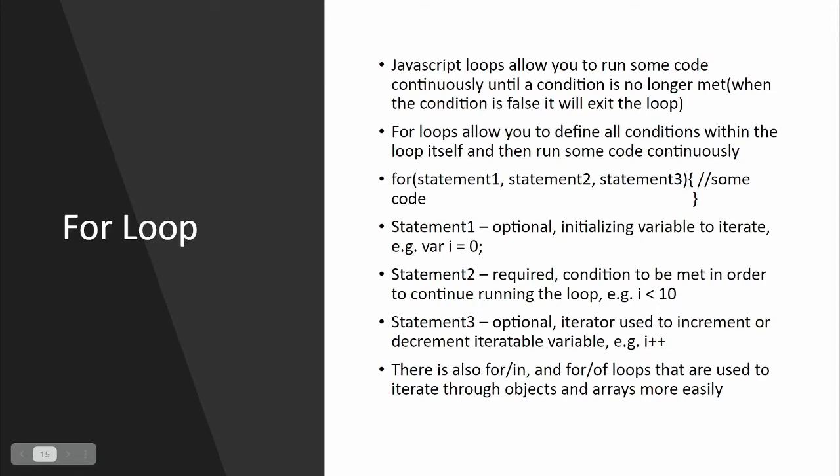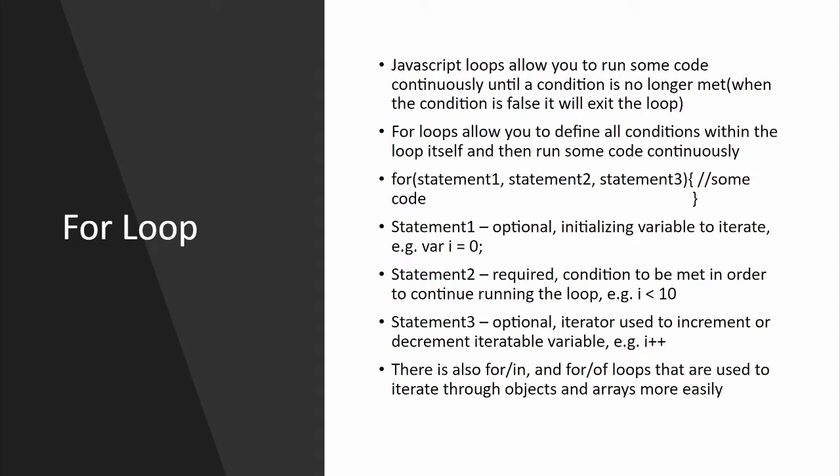So with any kind of programming, we want to be able to perform tasks repeatedly. Loops in JavaScript allow us to run blocks of code continuously until a condition is no longer met. When creating our loops, we have to give it clear signs of when it can run, how often it can run, and when we need to break out of the loop so it doesn't run infinitely. So with that, we have for loops, and they allow us to define all of our conditions within the loop itself and then run some code continuously.